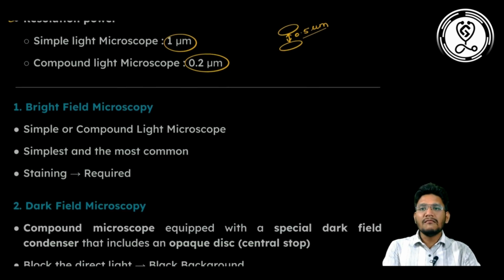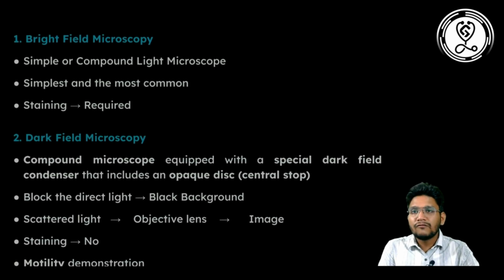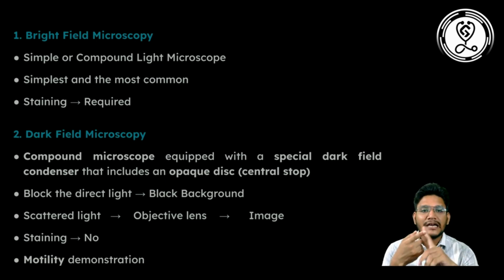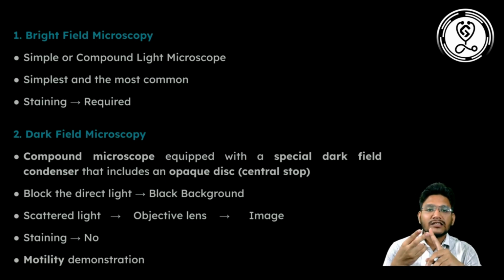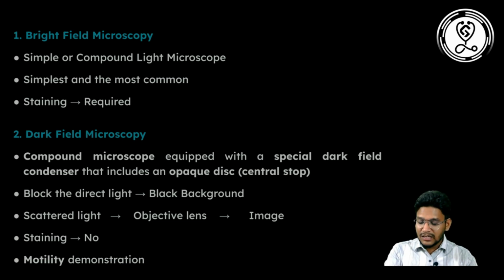Now this optical microscopy is of 4 types. First is bright field microscopy. Second is dark field microscopy. Third is phase contrast microscopy. And fourth is fluorescent microscopy. So let's discuss each and every technique one by one.